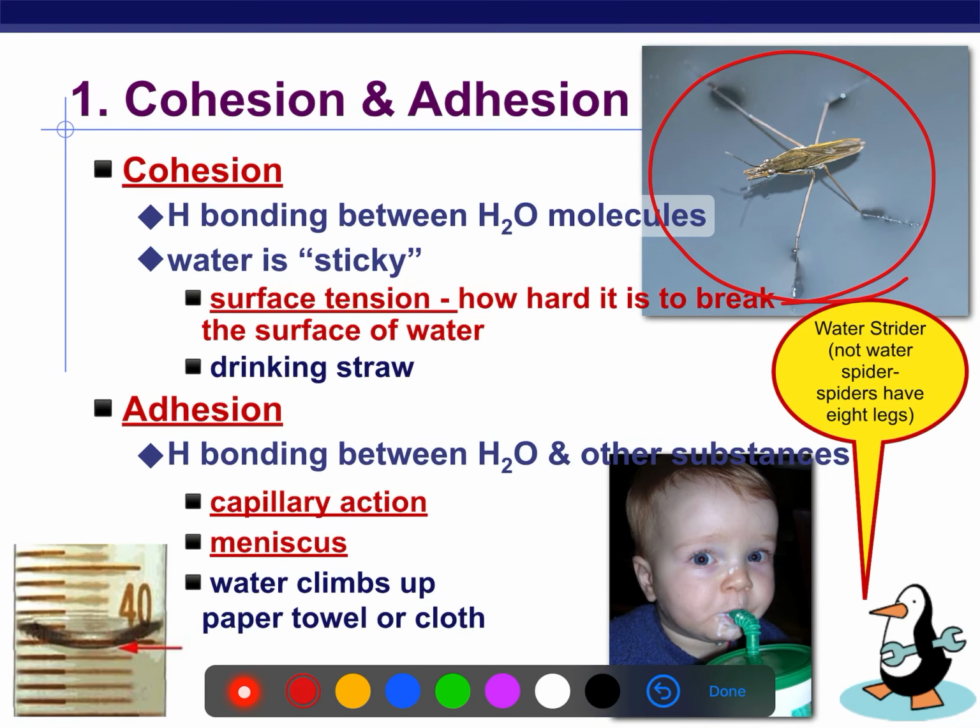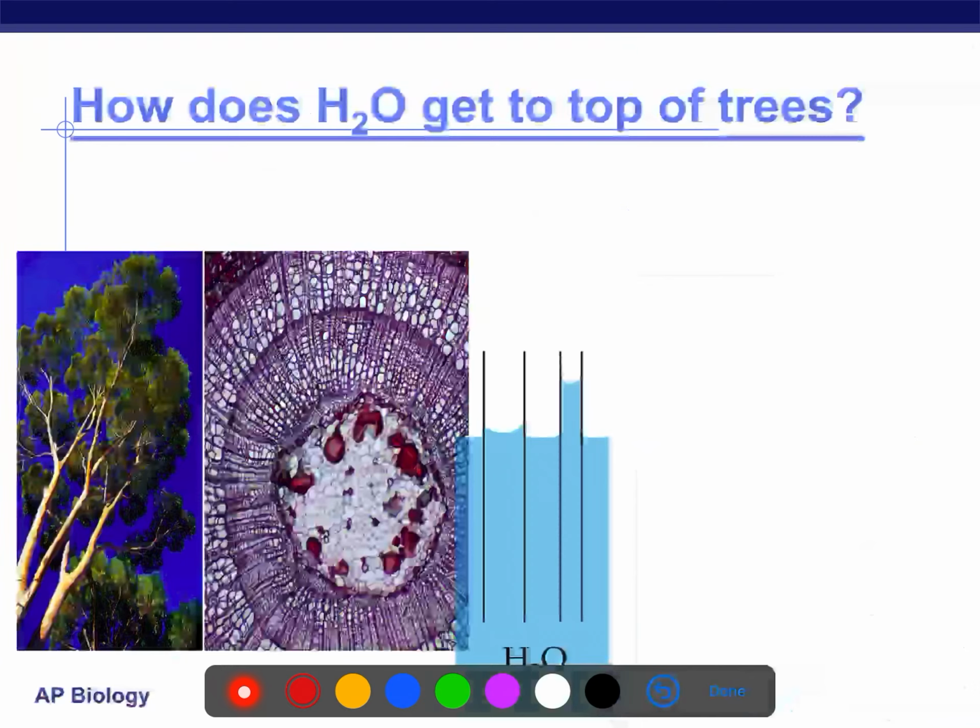We also see this with meniscuses. So we know that's where you measure the water line on a graduated cylinder. That's because the water is attracted to the graduated cylinder on the side, and so we wouldn't want to read it from that area. We'd want to read it from that middle part, because that's the actual level of the water.